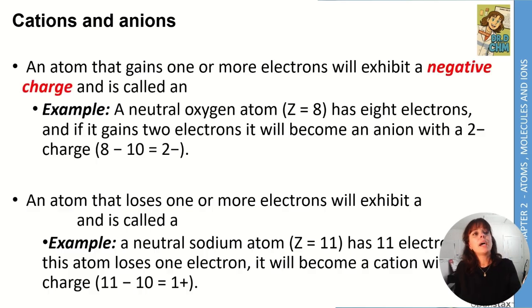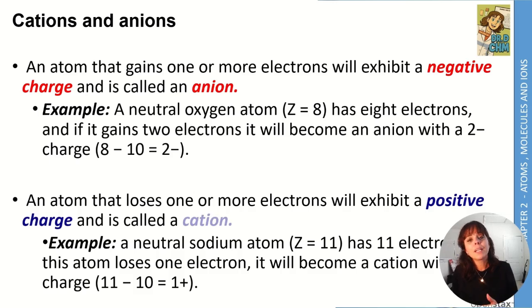Atoms that gain 1 or more electrons will exhibit a negative charge, and it's called an anion. For example, a neutral oxygen atom has 8 electrons, and if it gains 2, it will become an ion of -2. An atom that loses 1 or more electrons will exhibit a positive charge, and it's called a cation. A neutral sodium atom has 11 electrons. If this atom loses 1 electron, we're going to have a +1 charge. Okay?